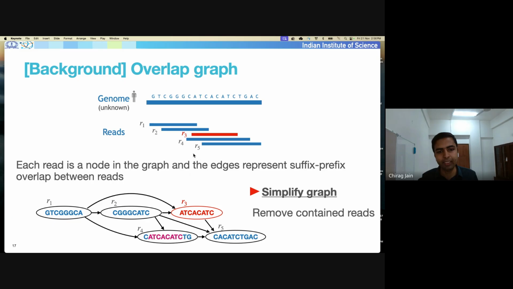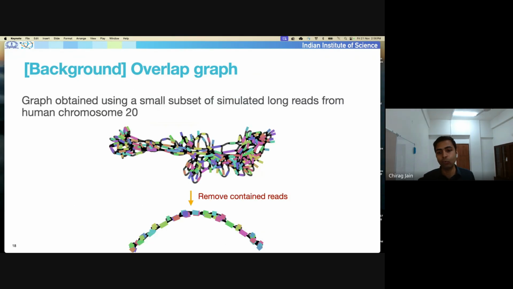So in this case, if R3 is fully contained in R4, then the vertex corresponding to read R3 will be removed, and the edges incident to this vertex will also be removed. So in this case, the graph would simplify, right? The question is, is this a good heuristic or a bad heuristic? Well, in practice, it works almost well, because this was the original graph that we were working with, and as soon as you remove the contained reads, you can see the graph simplifies a lot.